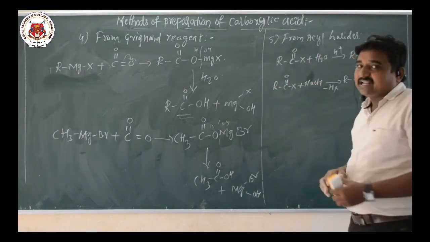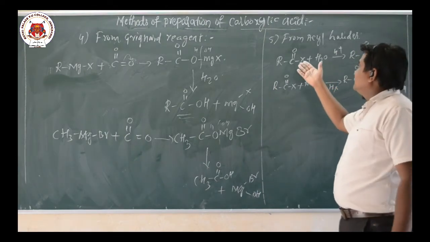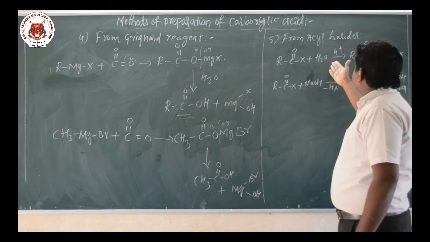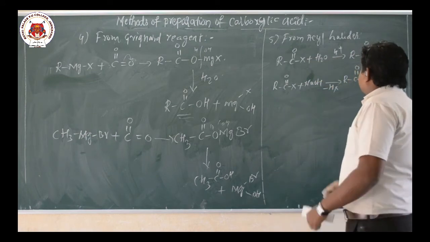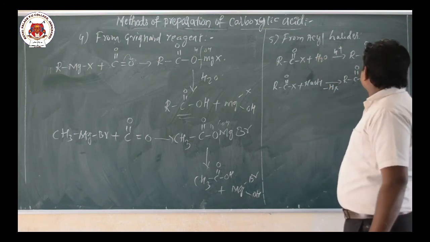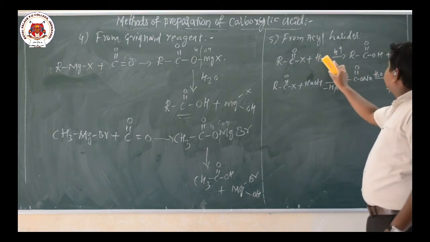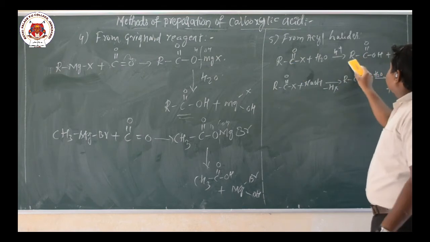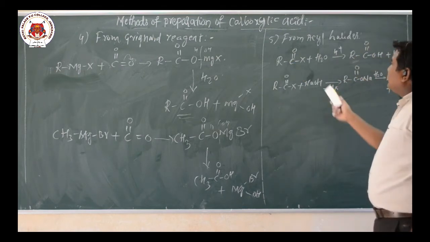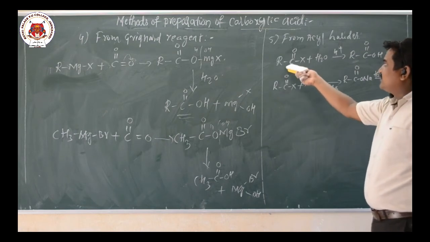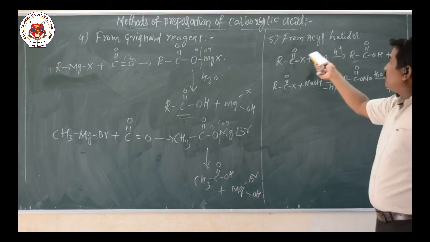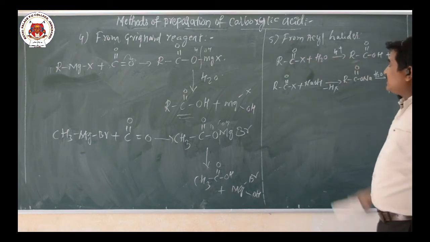So acyl halide, I have written here, has the general formula RCOX. On acid hydrolysis, there is a liberation of HX, and the remaining OH part adds here, so the product is RCOOH, acid. So this is the first reaction: acyl halide undergoing acid hydrolysis gives carboxylic acid directly.